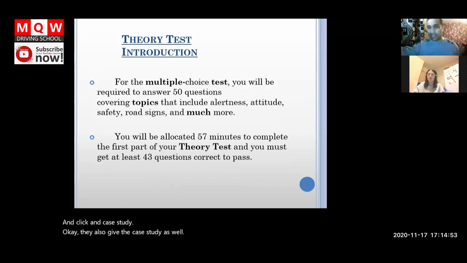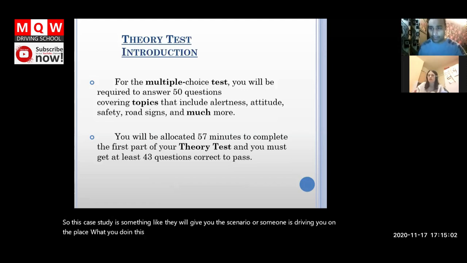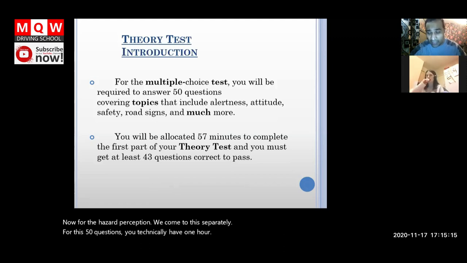This case study is something like they will give you a scenario where someone is driving, you're in the place, what do you do at this time. And then they ask you some questions about it. Now for the hazard perception, we come to this separately. For these 50 questions, you technically have 57 minutes. So spend only about a maximum of 1 minute on one question.